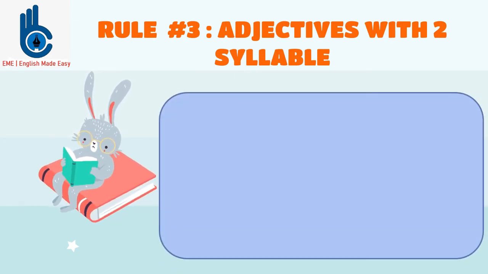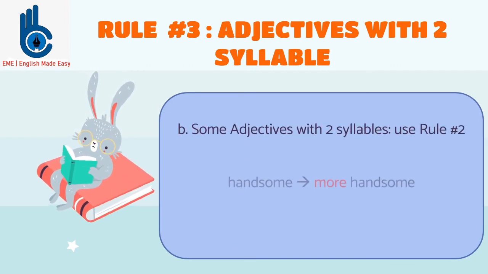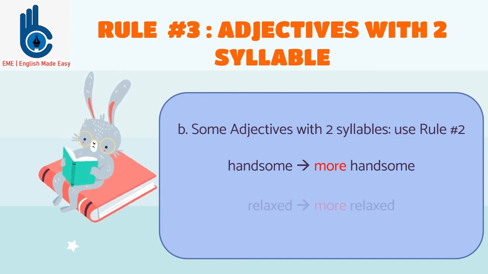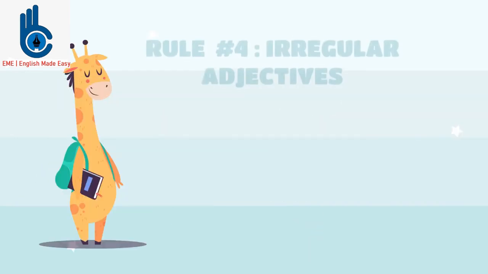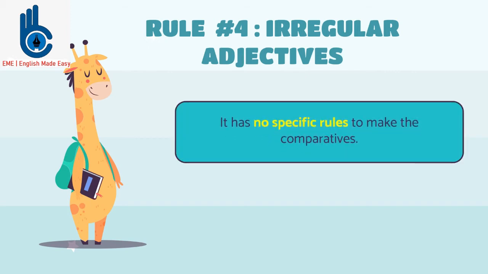While some other adjectives with 2 syllables use rule number 2. For example, handsome becomes more handsome than. Relaxed becomes more relaxed than. Now we will see rule number 4. These are called irregular adjectives. It has no specific rules to make the comparatives. Tidak ada aturan tertentu untuk membuatnya menjadi comparative.